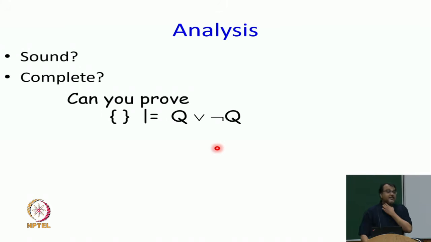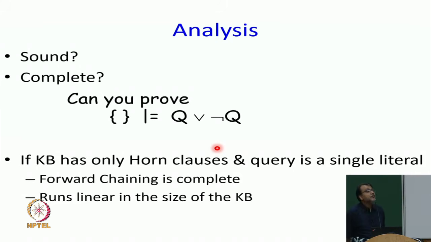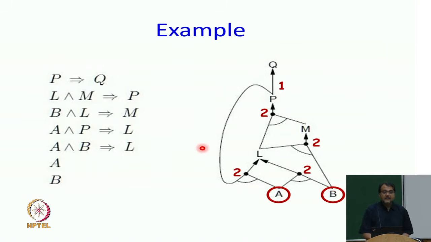However, we know that if the KB only has Horn clauses and the query is a single literal, then forward chaining is also complete. Here is the importance of Horn clauses. And in fact, not only is it complete, it runs linear in the size of the knowledge base. Let's look at this example, and I think that will be the last thing we will do today.